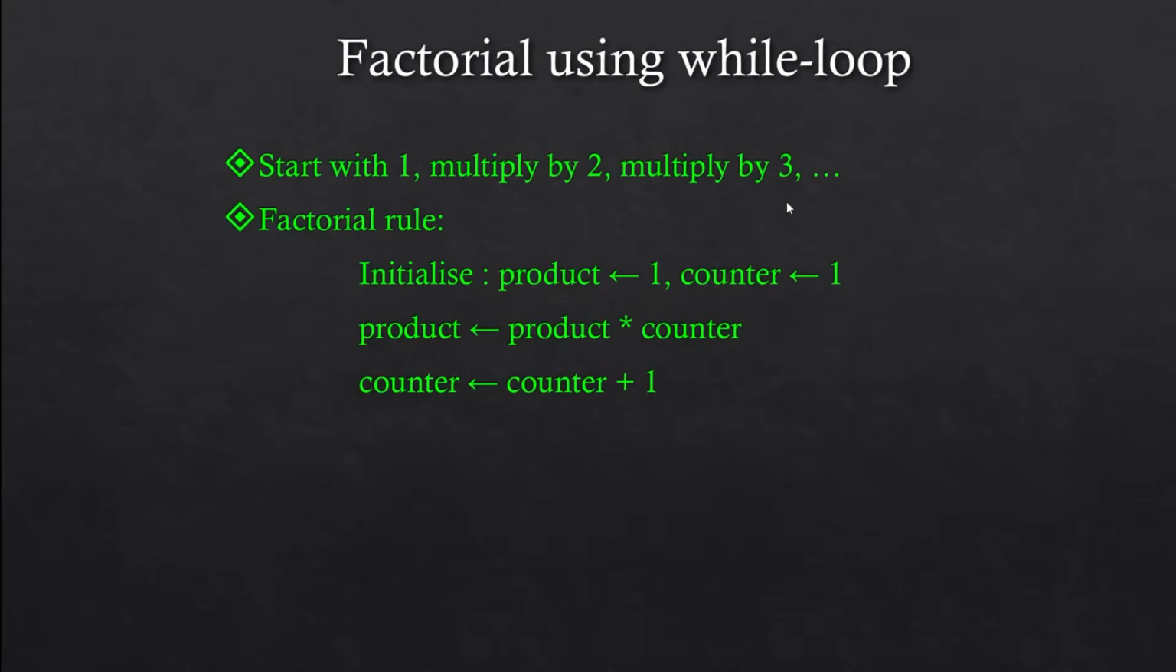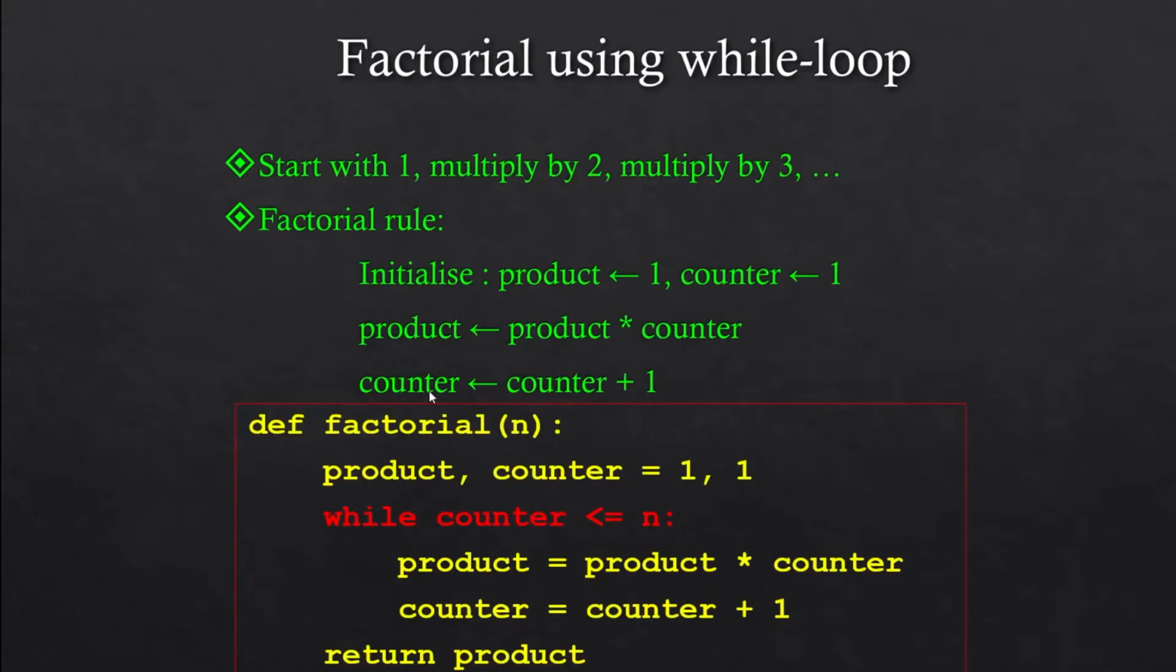In order to do this, we need to initialize 2 variables first: product and counter. The way to do this is that your product, you will always update it to the product times counter. Then you always need to increment counter by 1. So let's look at how the code will look like. Define factorial n.